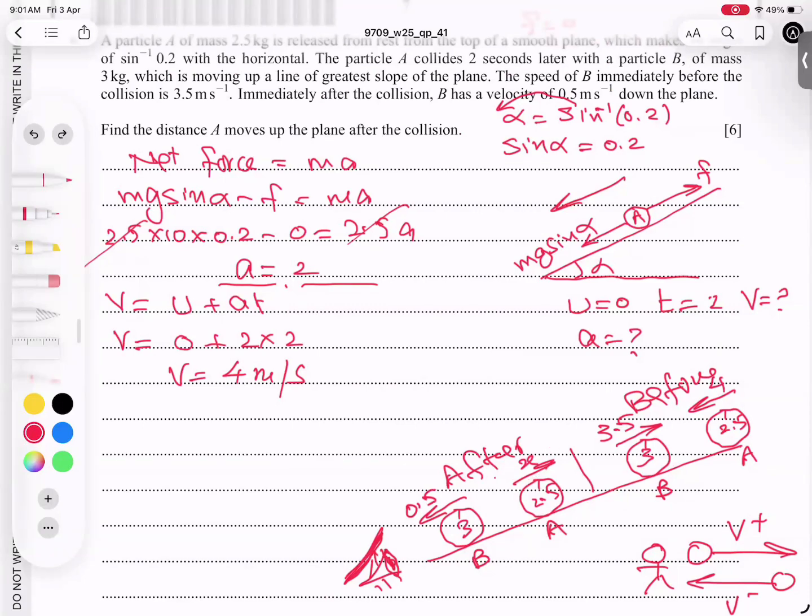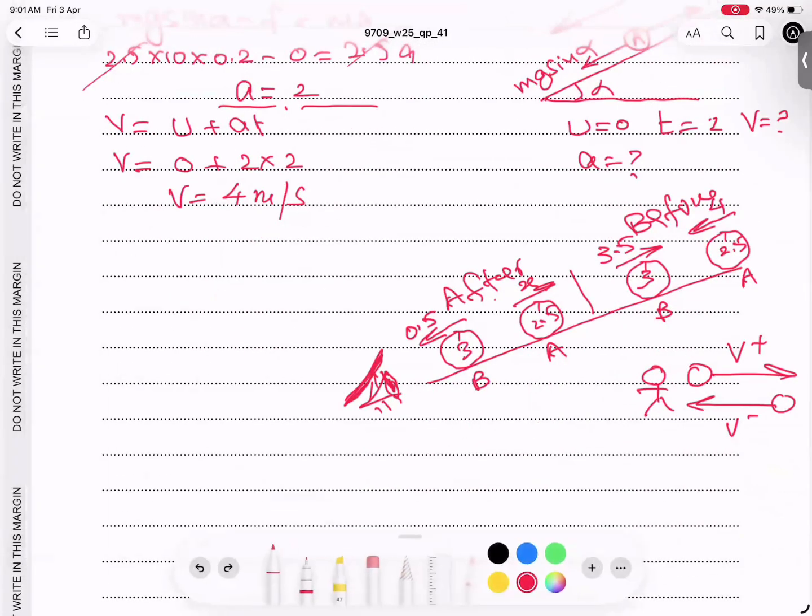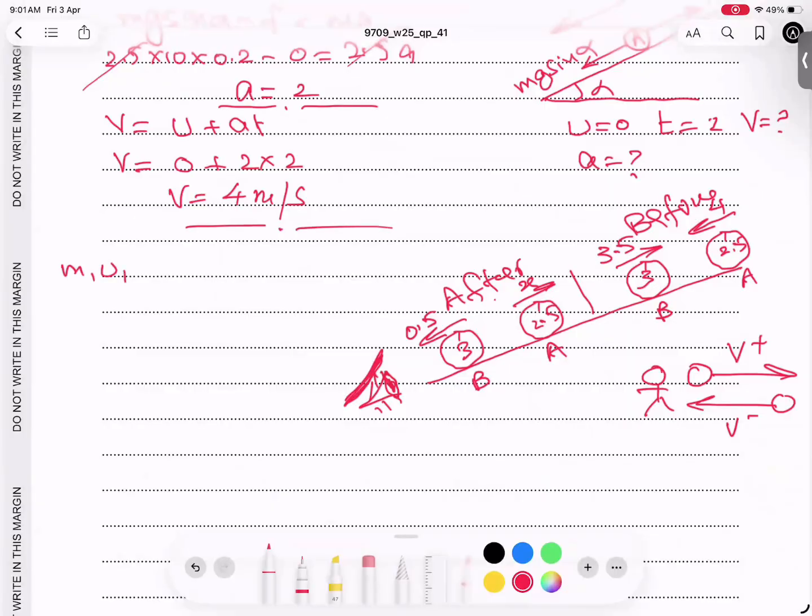Now, students, I'm going to apply the formula, and the formula is very clear. You know it very well. What formula do we normally use? M1 U1 plus M2 U2 is equal to M1 V1 plus M2 V2, before collision and after collision. So this into this, plus this into this. Make sure this is for negative. So I'm writing here, mass is 3 into 3.5. Mass is 2.5 into negative 4.